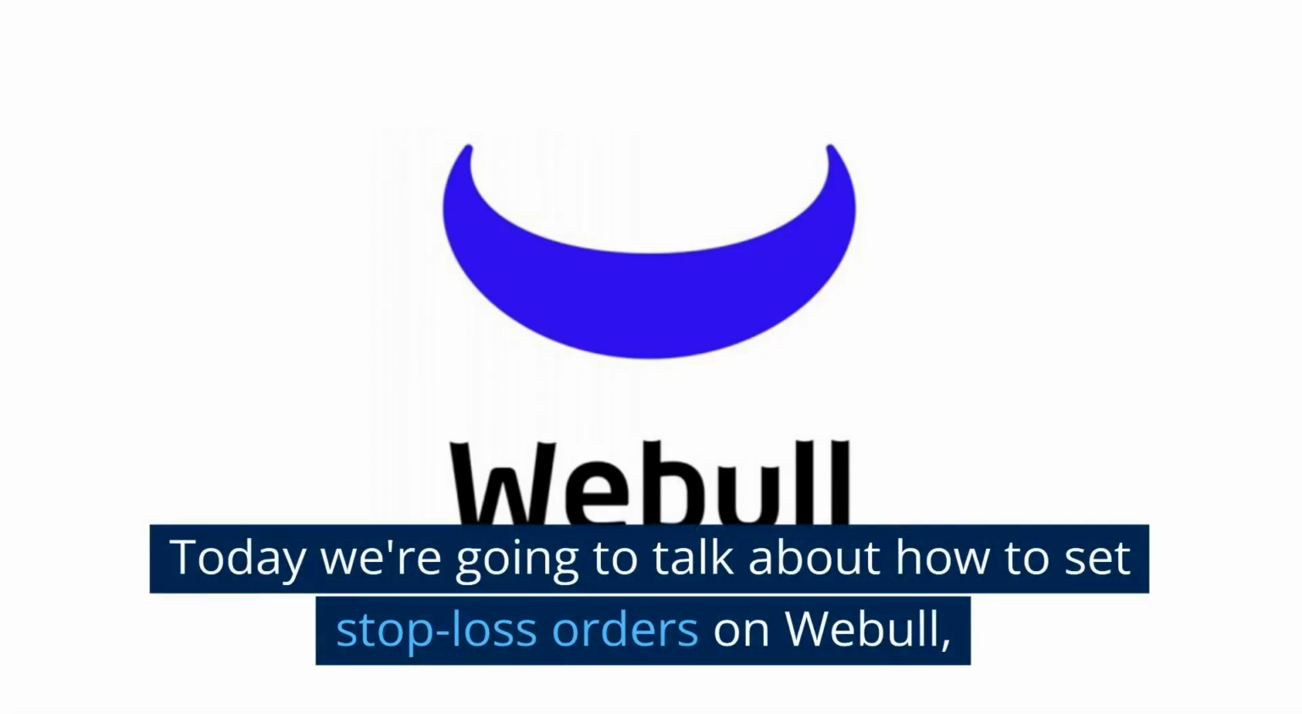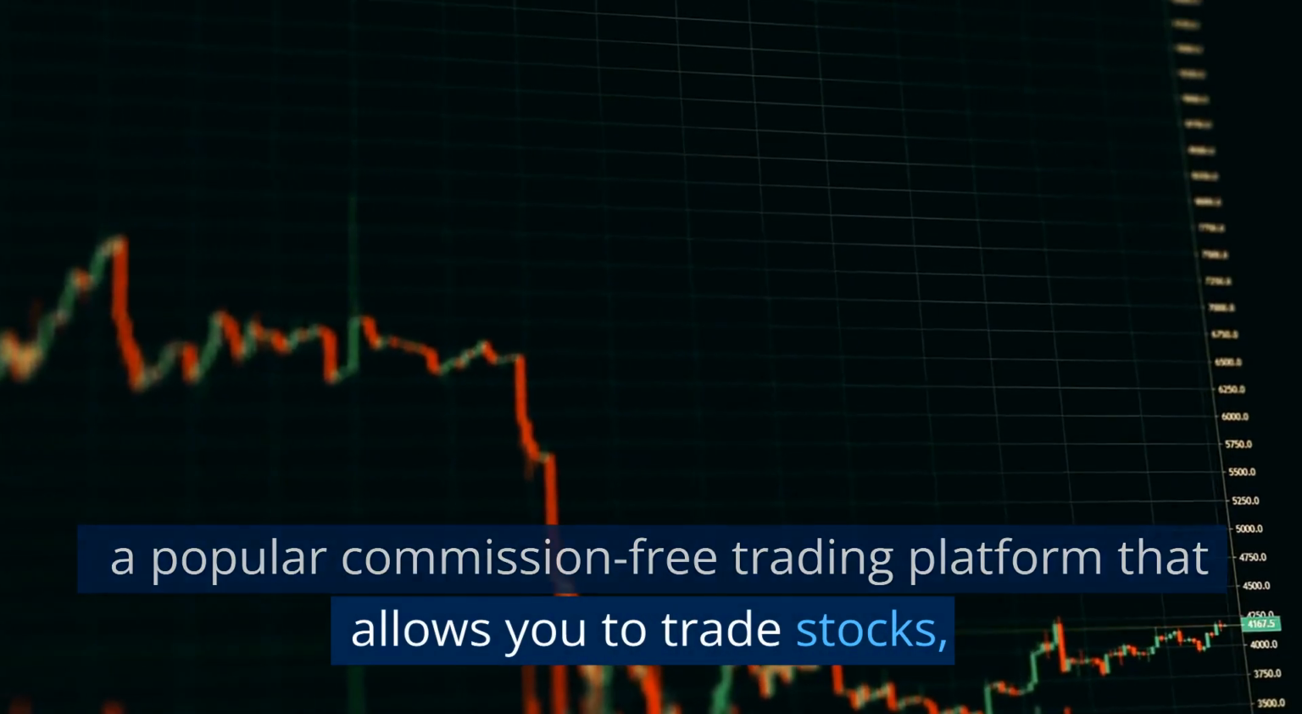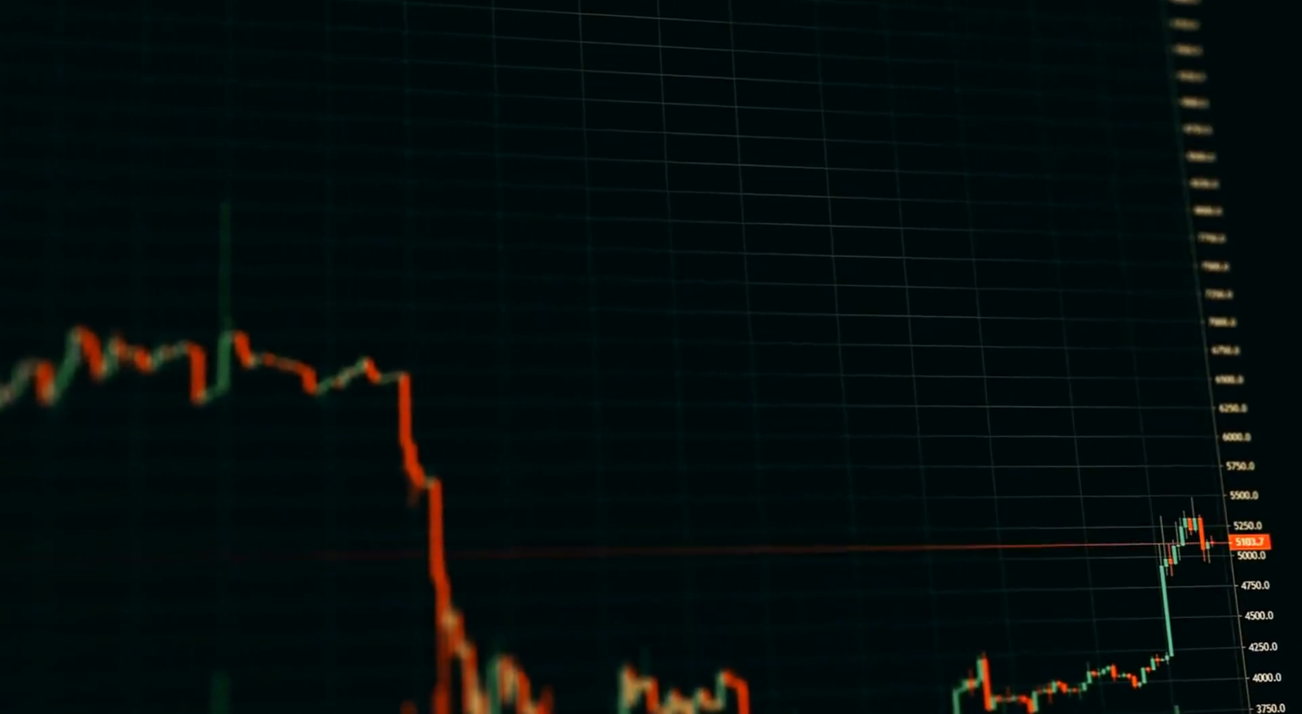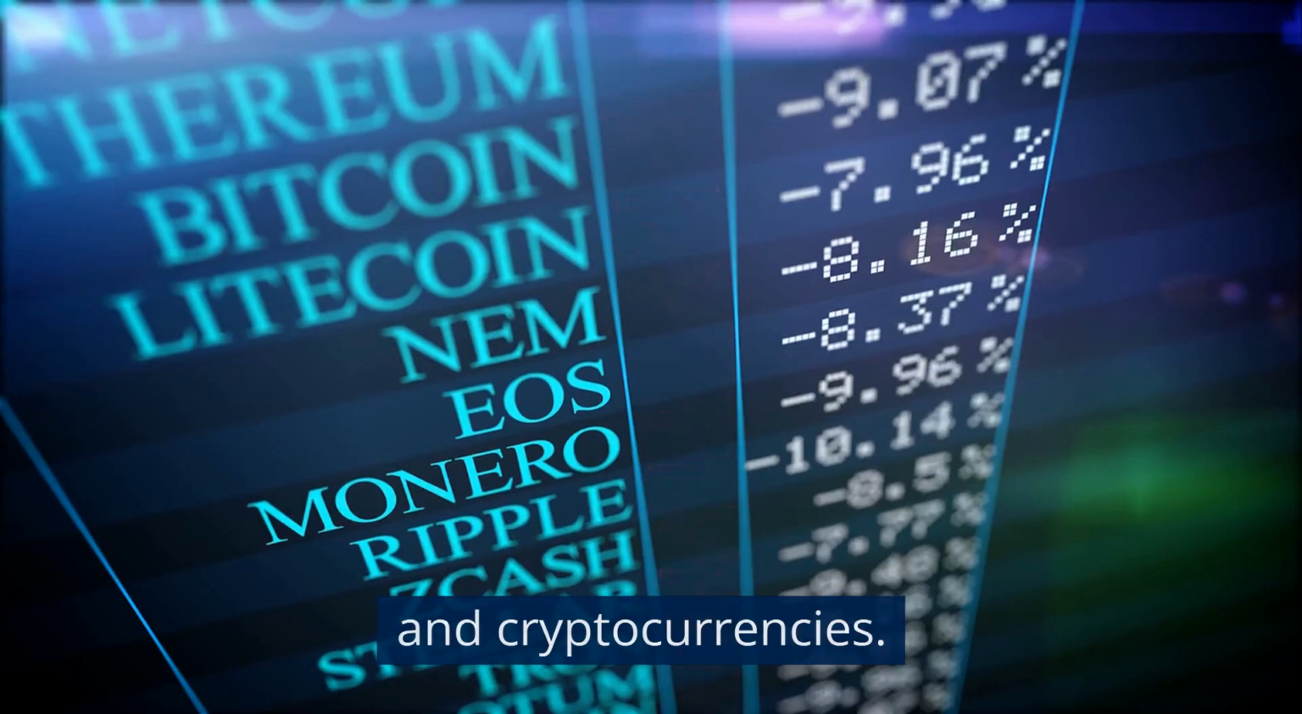Today we're going to talk about how to set stop-loss orders on Webull, a popular commission-free trading platform that allows you to trade stocks, options, and cryptocurrencies.